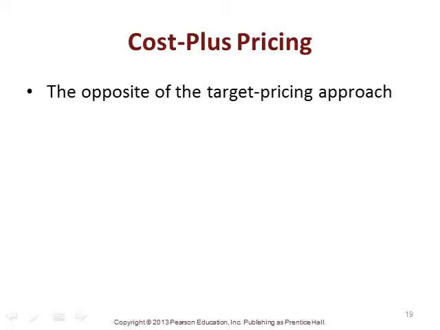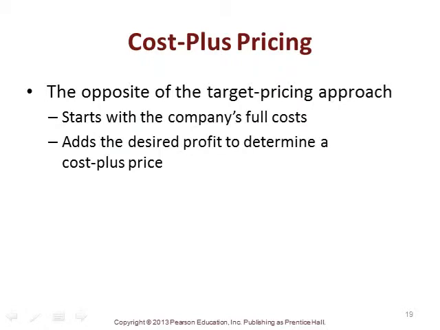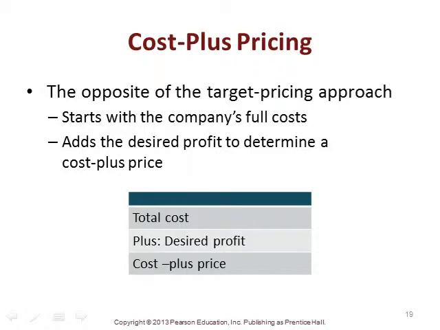So this is the opposite of the target pricing approach. For cost plus pricing, we start with the company's full cost, and then we add the desired profit to determine a cost plus price. So in this situation, as you can see, we're starting first with what does it cost us, then what profit do we desire to get to the price that we're going to put on the market, which is the exact reverse of where we were when we were a price taker, right? But we still have to be careful that the price that we set is something that customers are willing to pay. And so we start with total cost plus desired profit, which gives us the cost plus price.